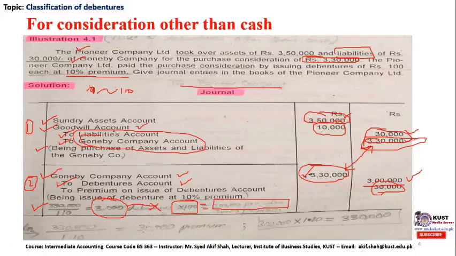Therefore, once again, we need to multiply 3000 by how many debentures? The premium value per debenture is actually rupees 10. So 3000 multiplied by 10 will give us this 30,000 premium on debenture account. So this is the way these two accounts' values have been calculated.